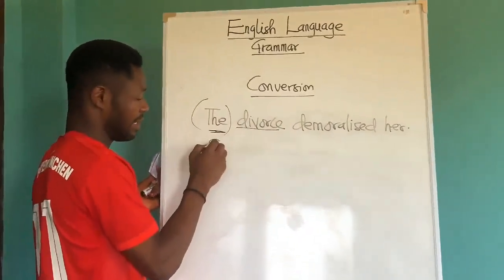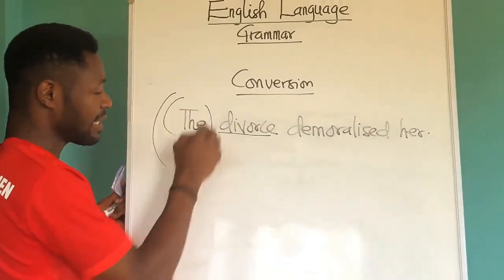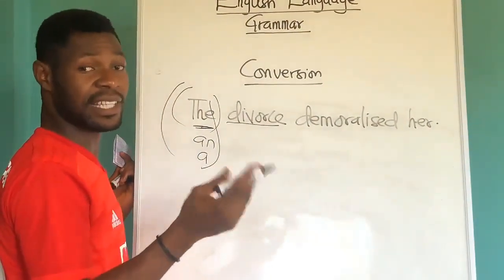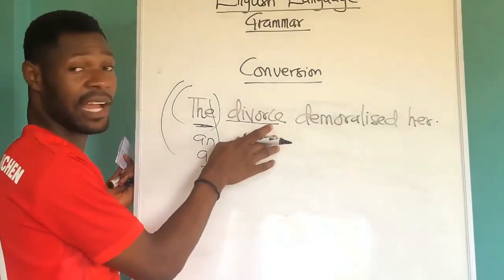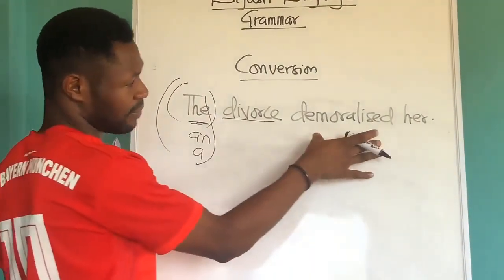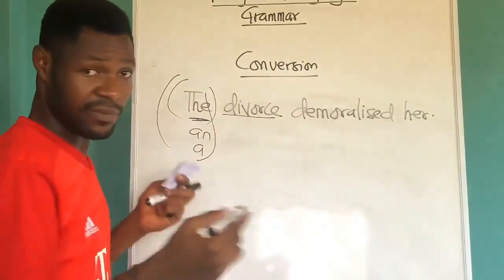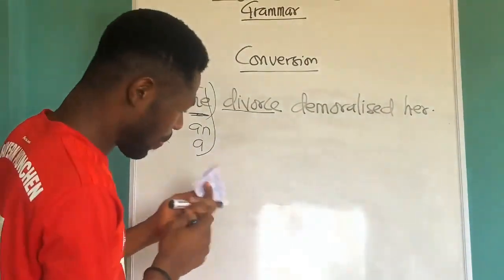When you see the and these articles preceded by a word, then in about 80% of cases, you can conclude that that word is a noun. So the divorce demoralized her. So we have divorce as a verb, as an adjective, and also as a noun.